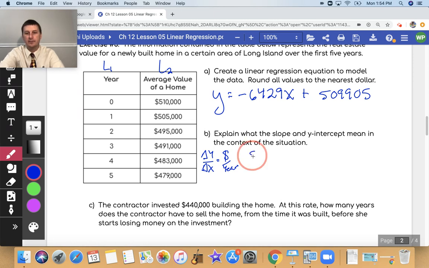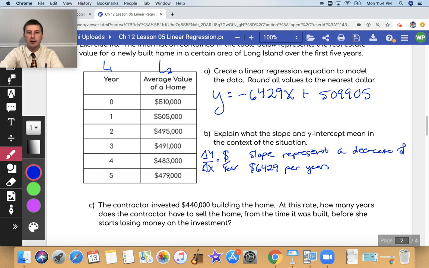So the slope represents a decrease, because it's negative, of $6,429 per year. And again, we got the units there, dollars per year, because slope is y over x, and this is our y column, and this is our x column. So value over year, dollars per year.